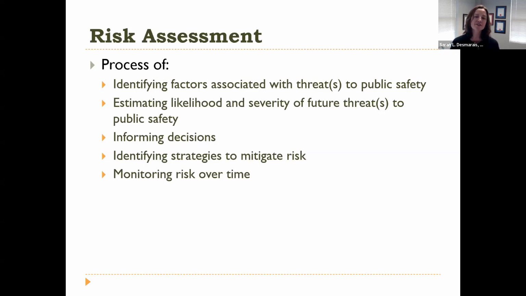So you have to identify what factors are associated with threats to public safety for that person. Then you have to take that information, understand how they're doing, and estimate some likelihood and severity of future threat to the public. This information then needs to be used to inform what it is that we want to do with the individual. And I'll talk a little bit more about what I think these key decisions are in the context of ACT.